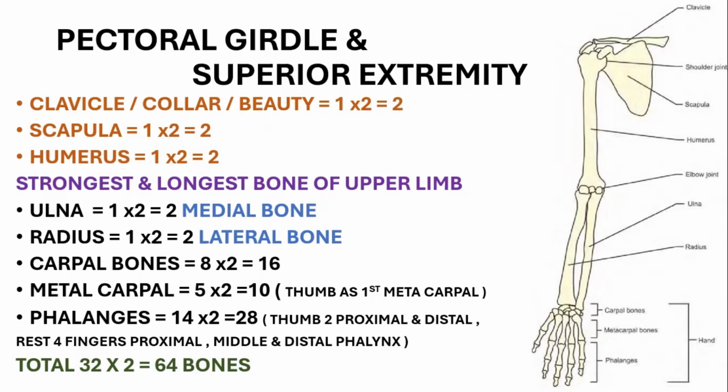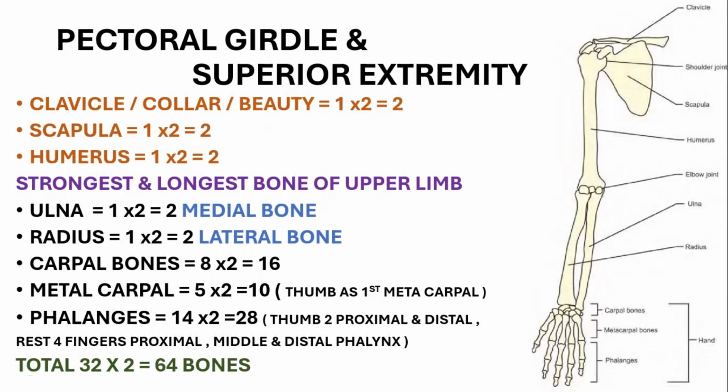First, please tell me what is the region of this? From the shoulder joint to the elbow joint, this region is the brachium, or the upper arm. In the brachium region we have only one bone, known as the humerus. Next, from the elbow joint to the wrist joint, we have two bones, known as radius and ulna.